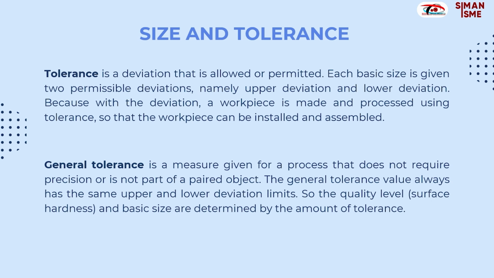Next, general tolerance is a measure given for a process that doesn't require precision or is not part of a paired object. The general tolerance value always has the same upper and lower deviation limits. So the quality level or surface hardness and basic size are determined by the amount of tolerance.